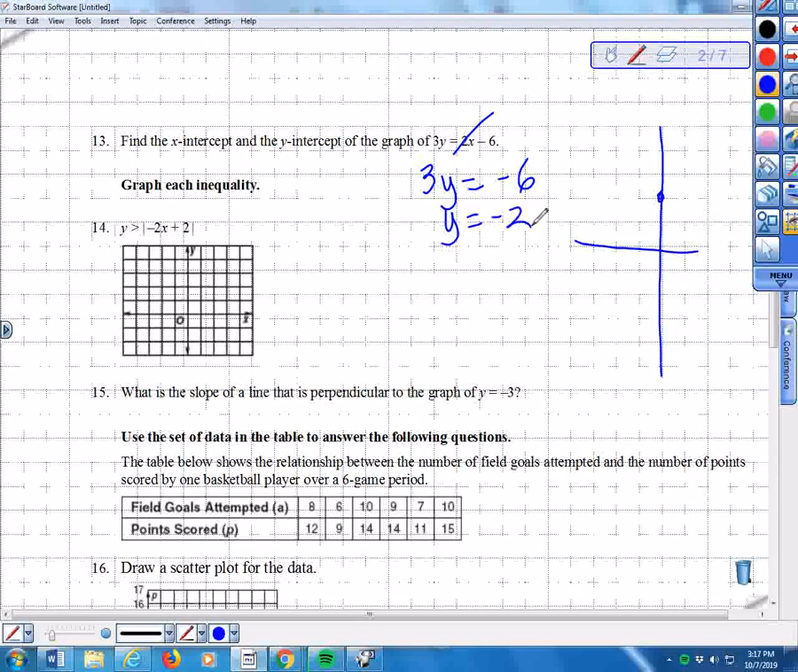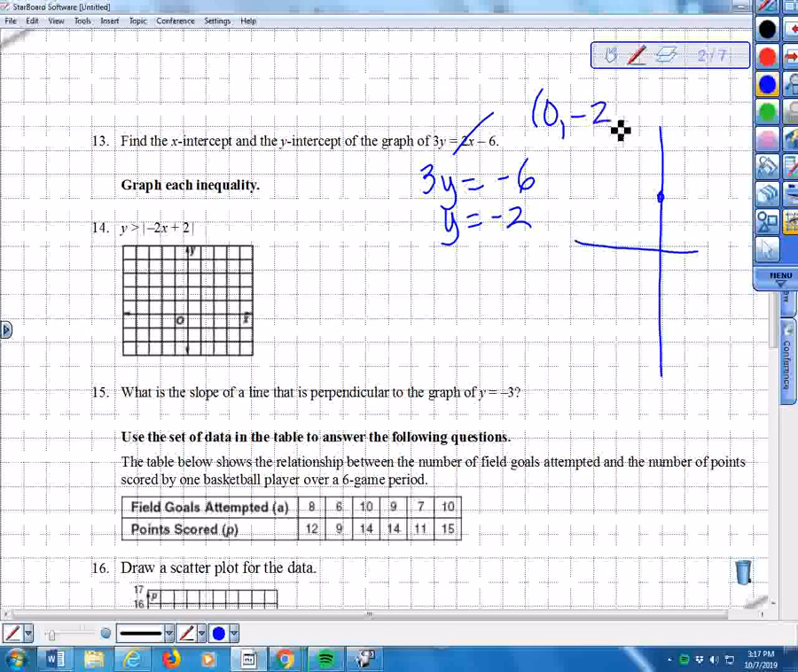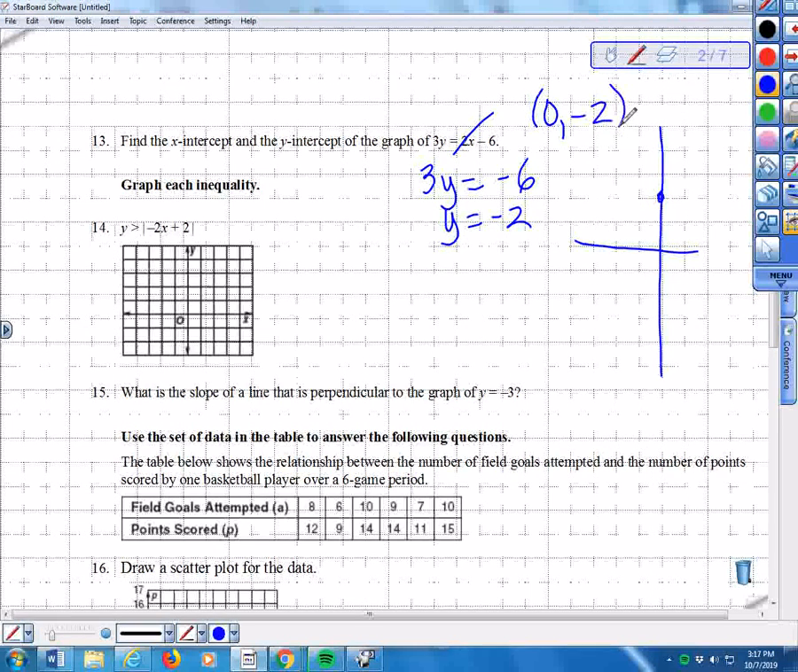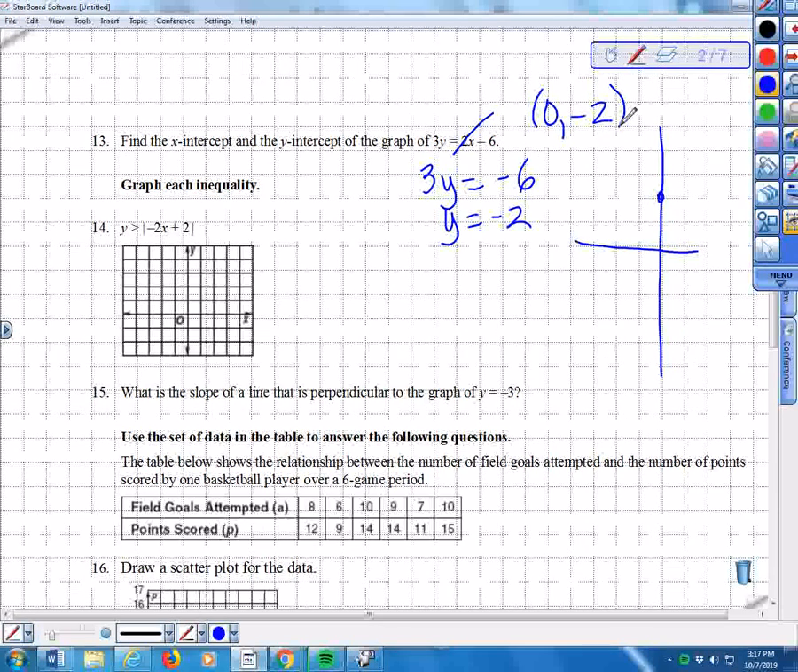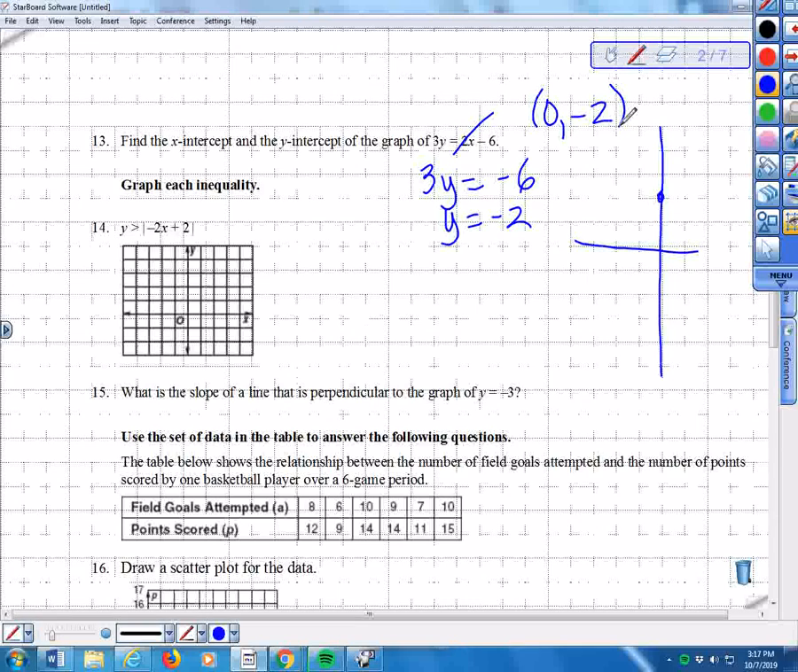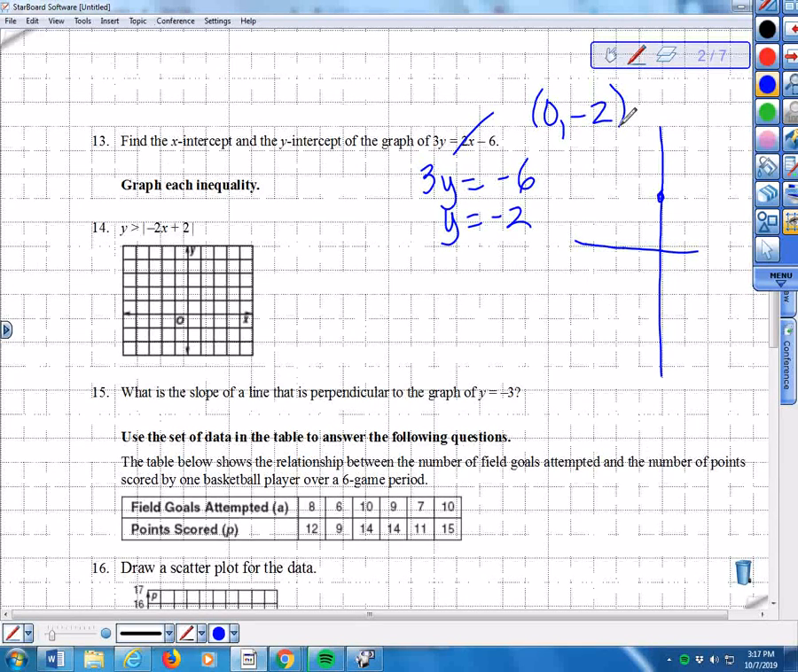Now to write it, I need to write it as a coordinate point. My y-intercept is that point. Wait, you would divide the 3 instead of subtract. I divide -6 by 3 to solve for y. Yep.